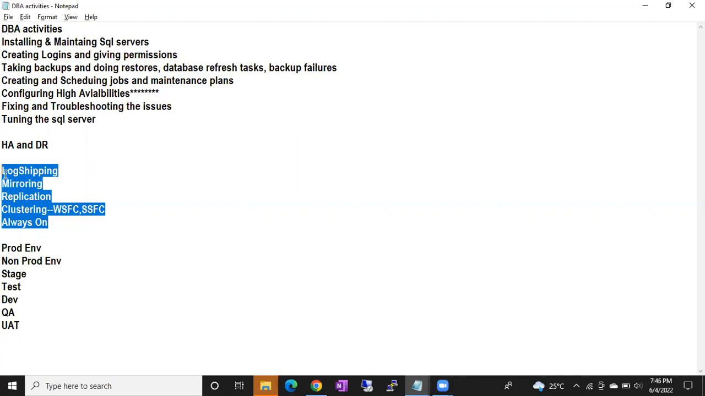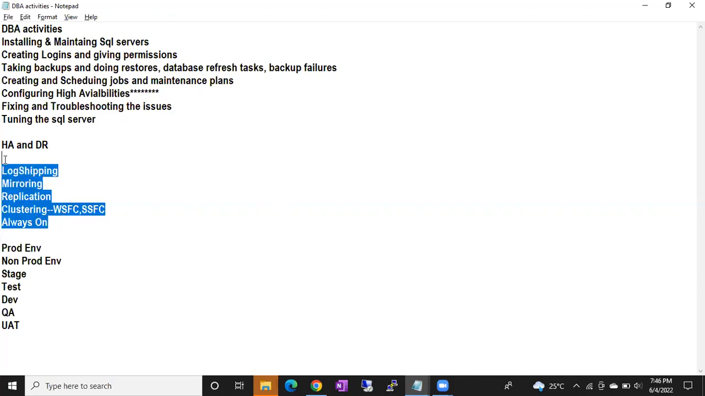And we have extra features also in the different techniques. But the main concept of all these 5 techniques is to make the data highly available. If one main server goes down, the secondary server is going to take care of it, guys. As a DBA, it's our responsibility to configure and maintain these techniques, and to make sure they are working properly.